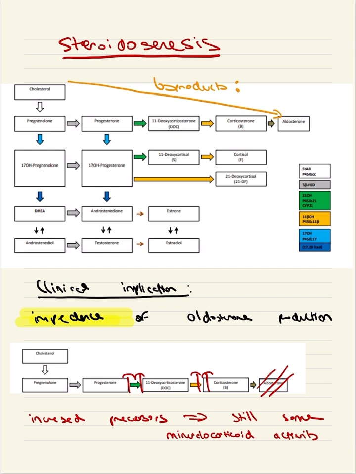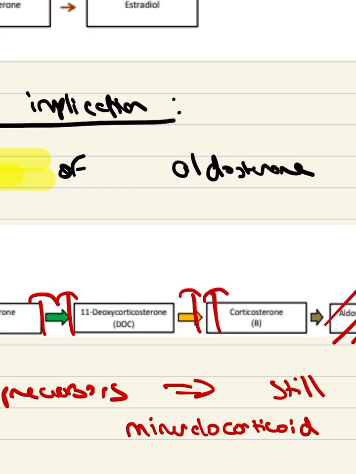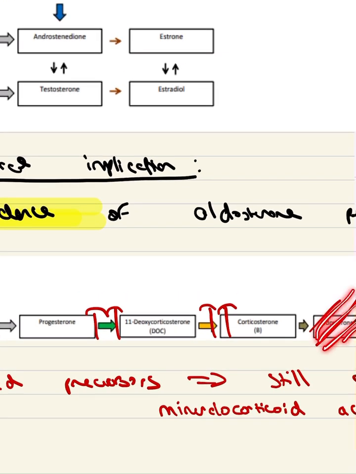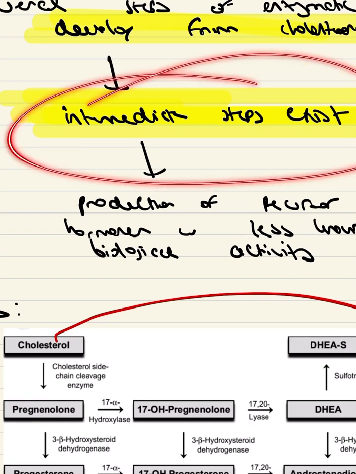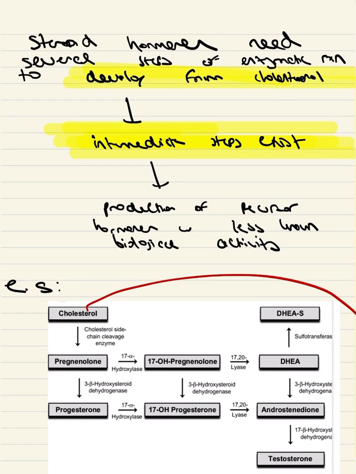So basically, there is the clinical implication where, for example, again, we have cholesterol, we're making aldosterone right here. Let's say there's an impedance in aldosterone production. But what's going to happen is that we have increased amounts of precursors because they can't become aldosterone. So there will be some mineralocorticoid activity, not as much, but there will be some activity. That's the whole idea here, that we have intermediate steps, and these have some activities as well.